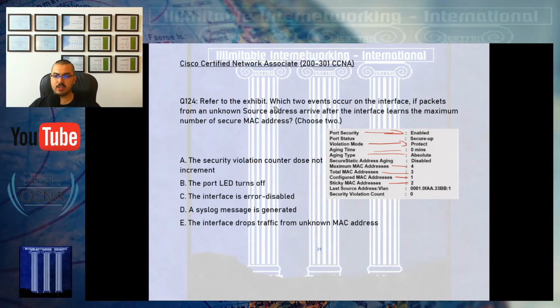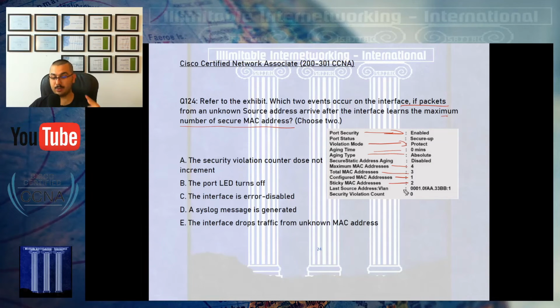The question says, which 2 events occur on the interface if packets from an unknown source arrive after the interface learns the maximum number of MAC addresses? So after the device learns the maximum number, which is 4, if a 5th packet or a 5th frame comes, what will happen? A, the security violation counter does not increment.